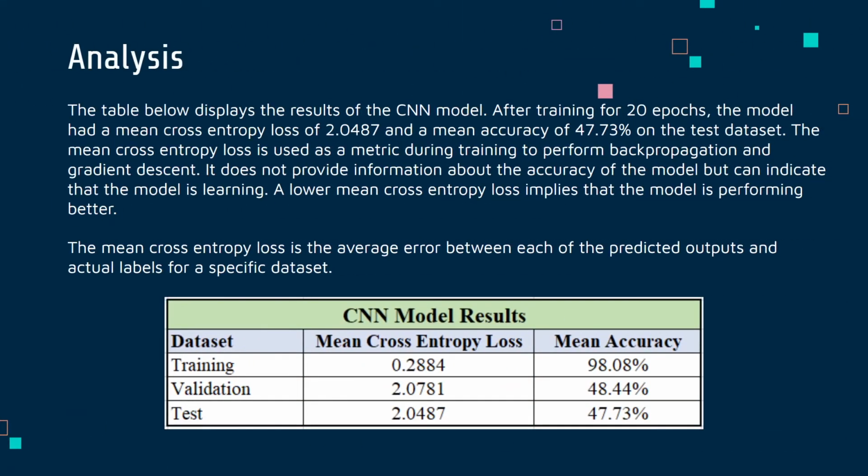And after training my model for about 20 epochs, the model had a mean cross-entropy loss of 2.0487 and a mean accuracy of 47.73% on the test dataset. So although the loss does not provide much information, the accuracy provides a metric on how many predictions the model got correct out of the total number of predictions that were made. So as we can see in the table below, the training had an accuracy of almost double that of the validation set, indicating that the model was overfitting.